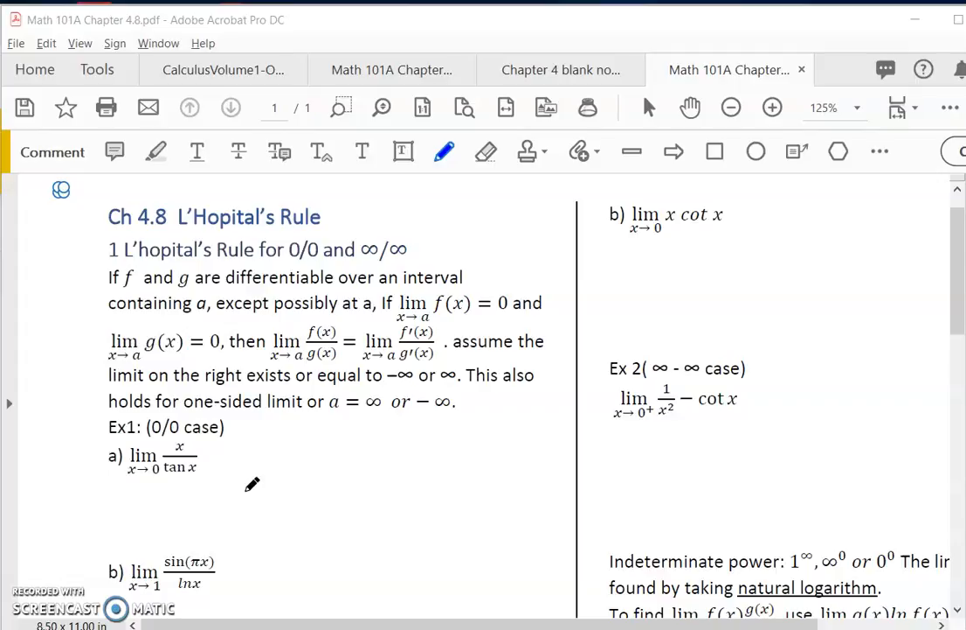L'Hopital's rule. L'Hopital's rule is a rule that you can use to find limits.